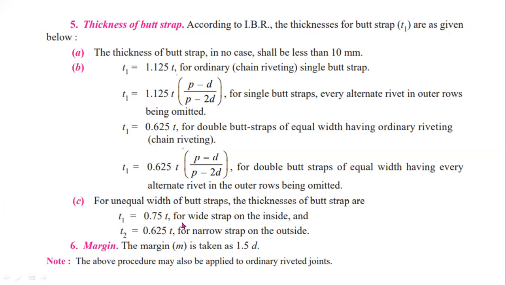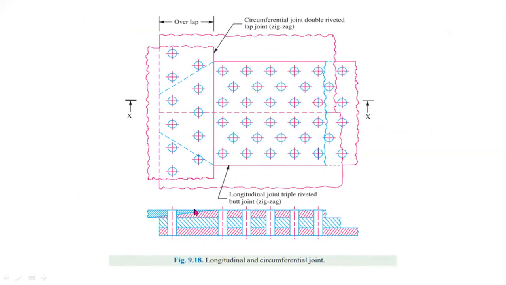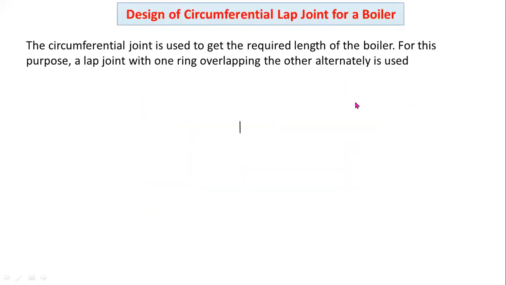These are all the important steps for design of longitudinal joint for boilers. Here this is the diagram for longitudinal and circumferential joints. This is the length of the joint. This is the longitudinal joint and this is the diameter. This is the circumferential joint. Now, design of circumferential lap joint for boilers.